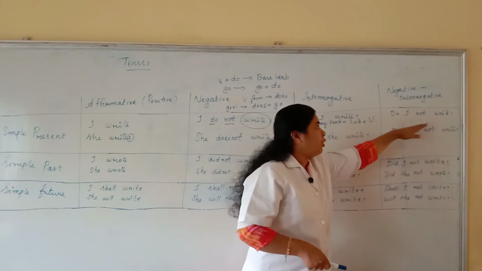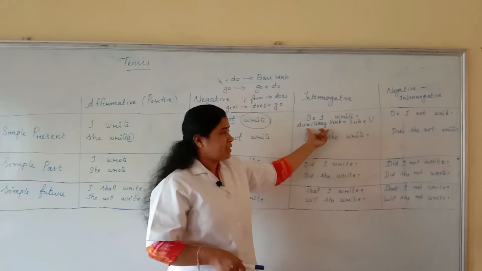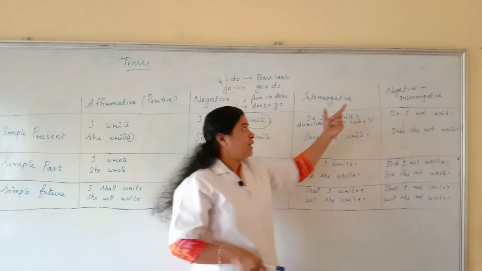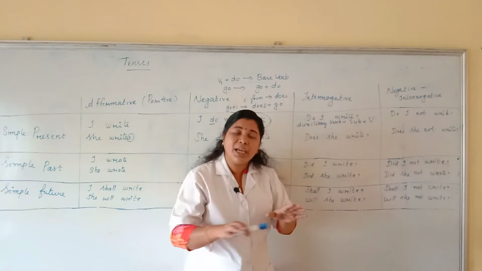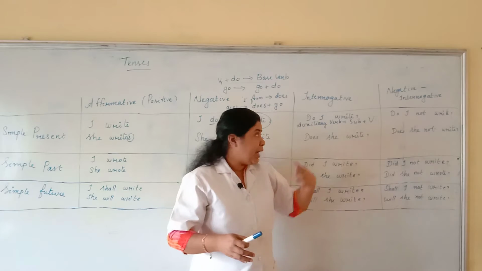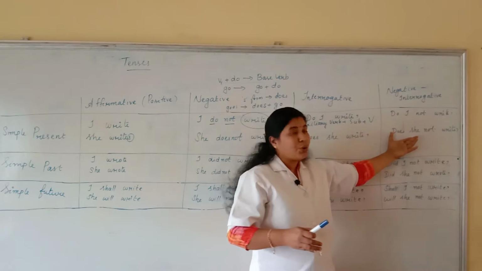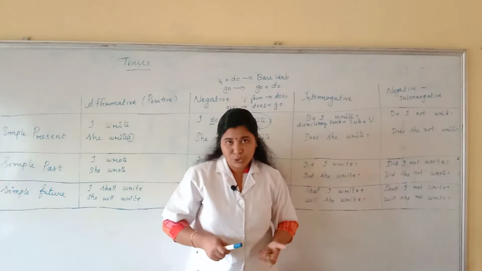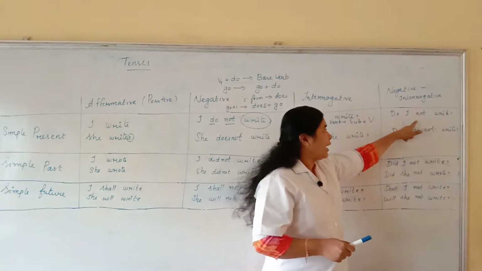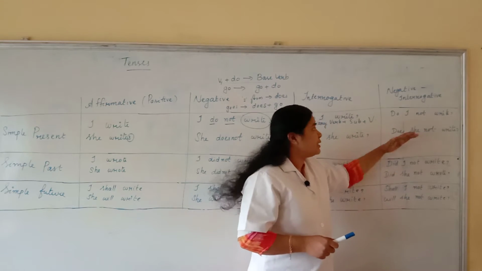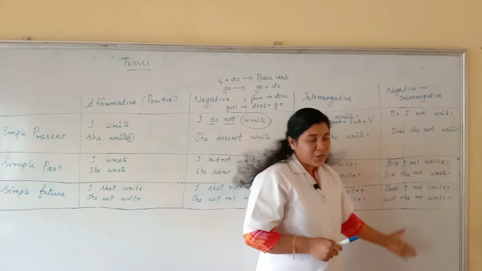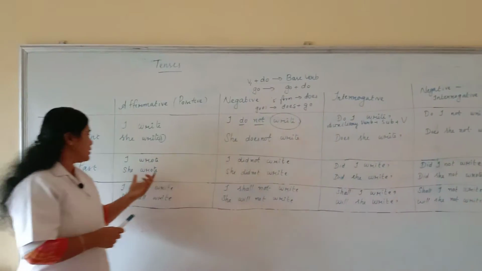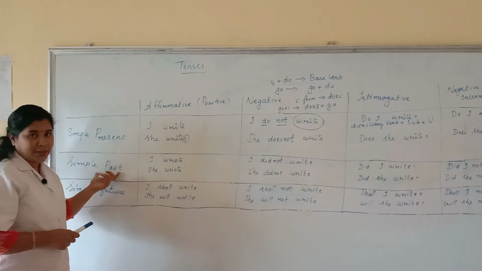Do I not write? Here it is positive interrogative, affirmative interrogative. Here it is negative interrogative. For affirmative there will not be any no, not, and here for negative interrogative you have to add not. Is it clear? Do I not write? And here it is does she not write. Is that clear?